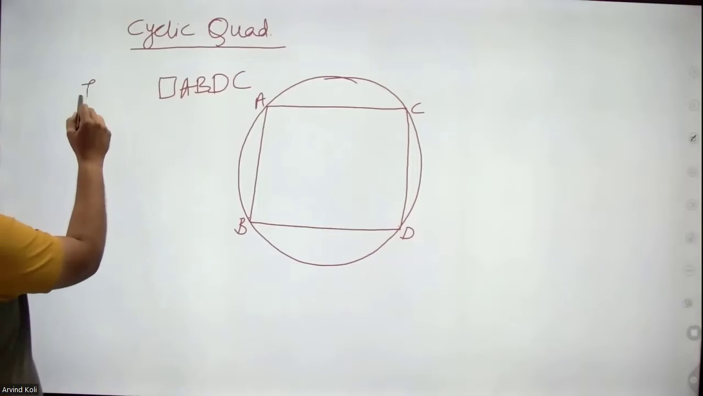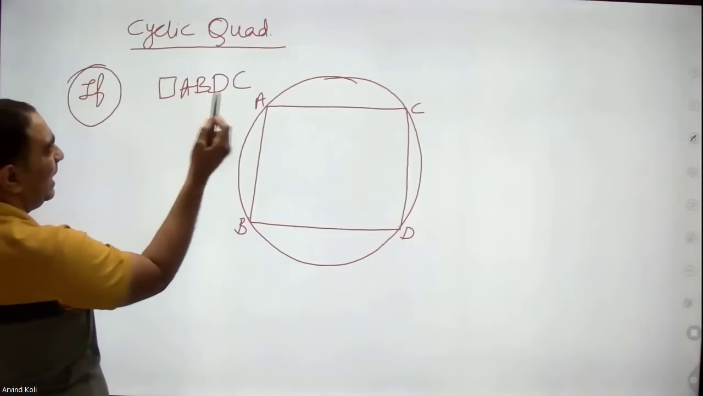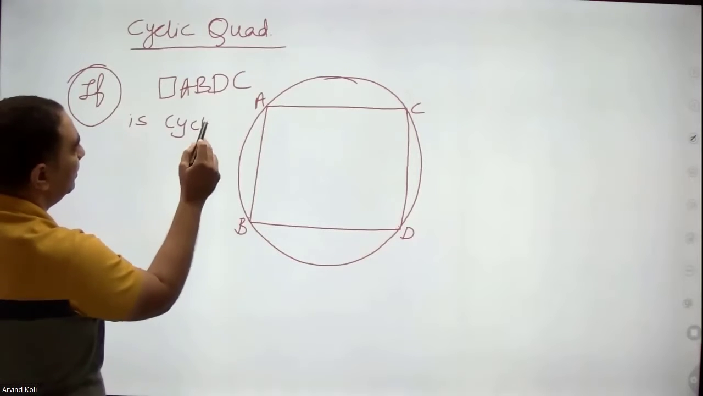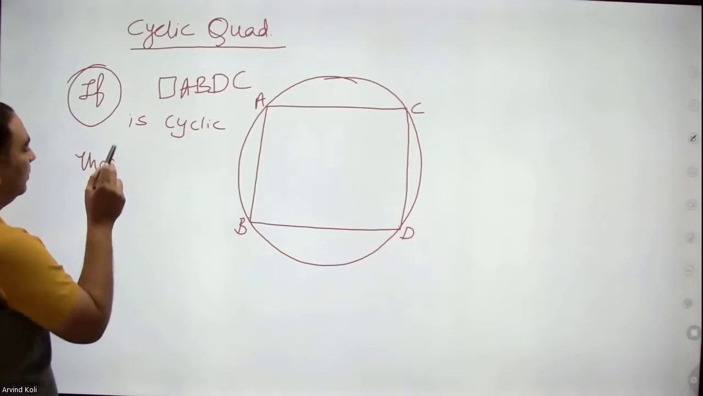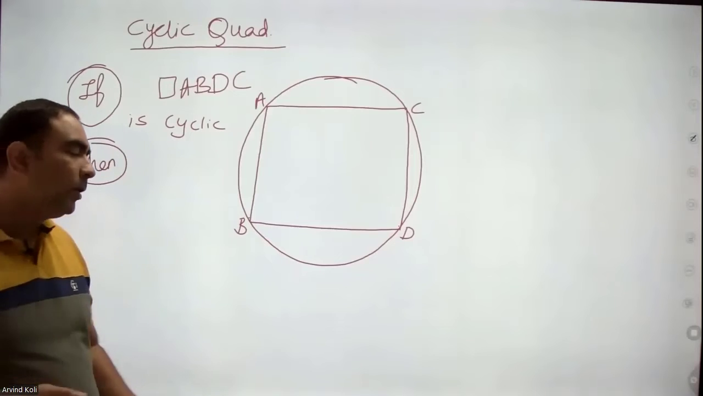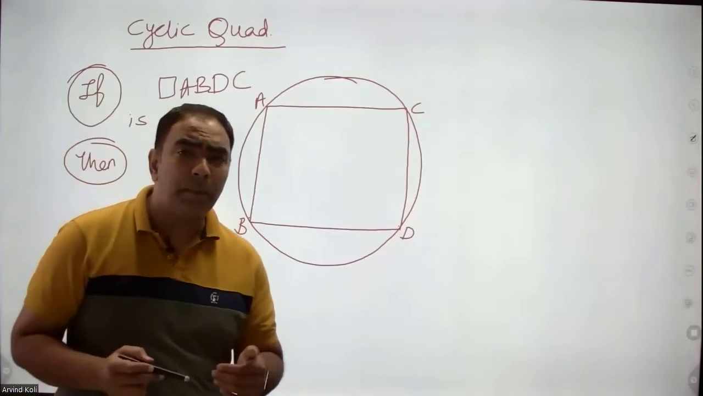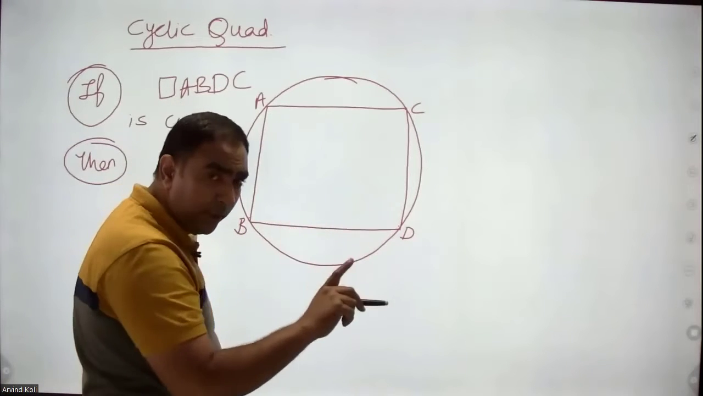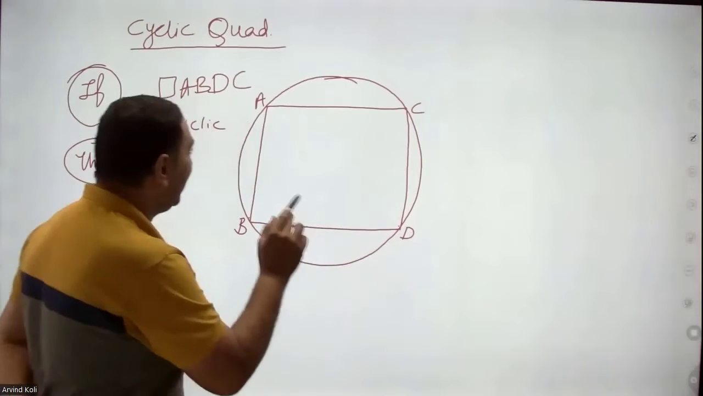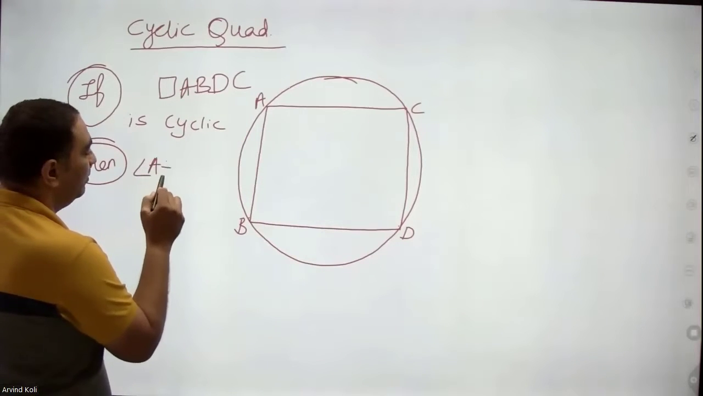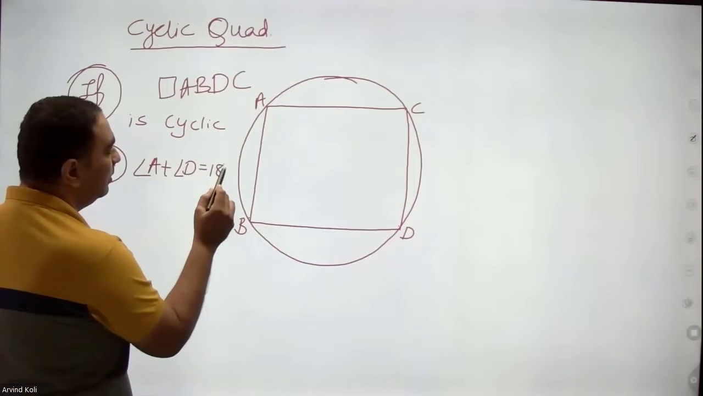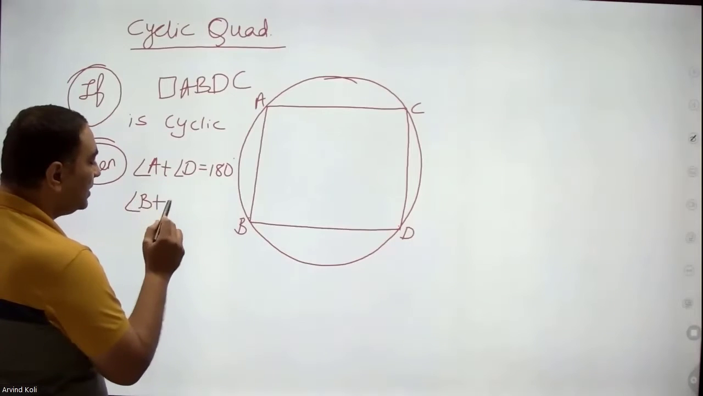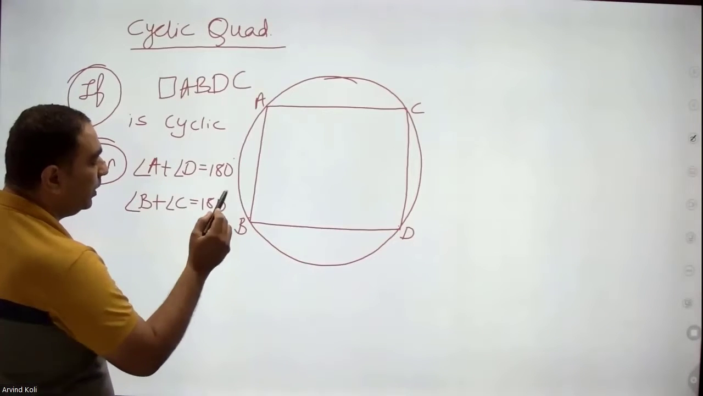So, if-then form में, if quadrilateral ABDC is cyclic, then what? Then the opposite angles are supplementary. Matlab, when we add the opposite angles, the total is 180 degree. यानी कि angle A plus angle D is 180. Angle B plus angle C is 180.